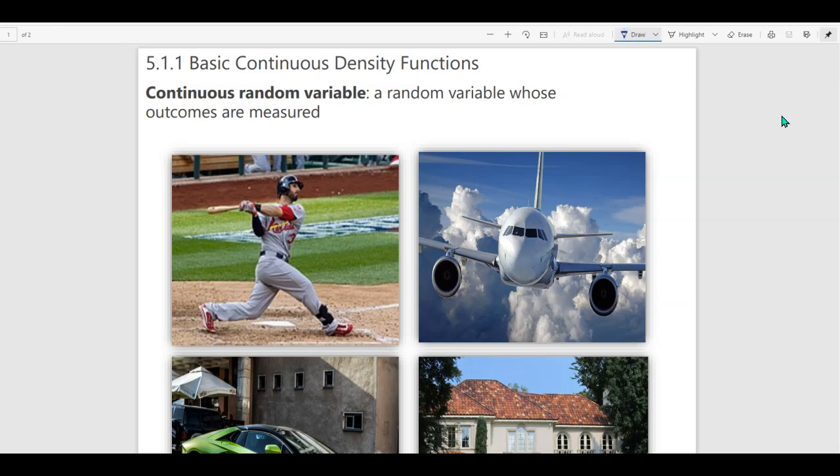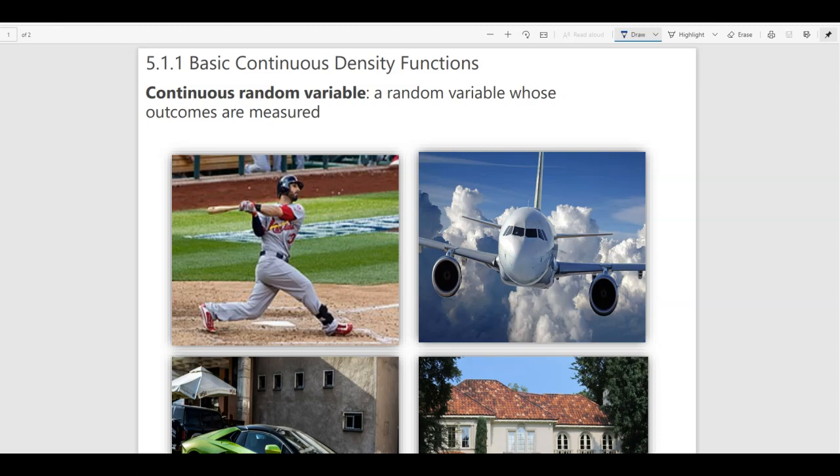Welcome back. This is section 5.1.1, which is basics of continuous density function. So far, we have seen discrete probability density function. Now we're going to talk about continuous probability density function.